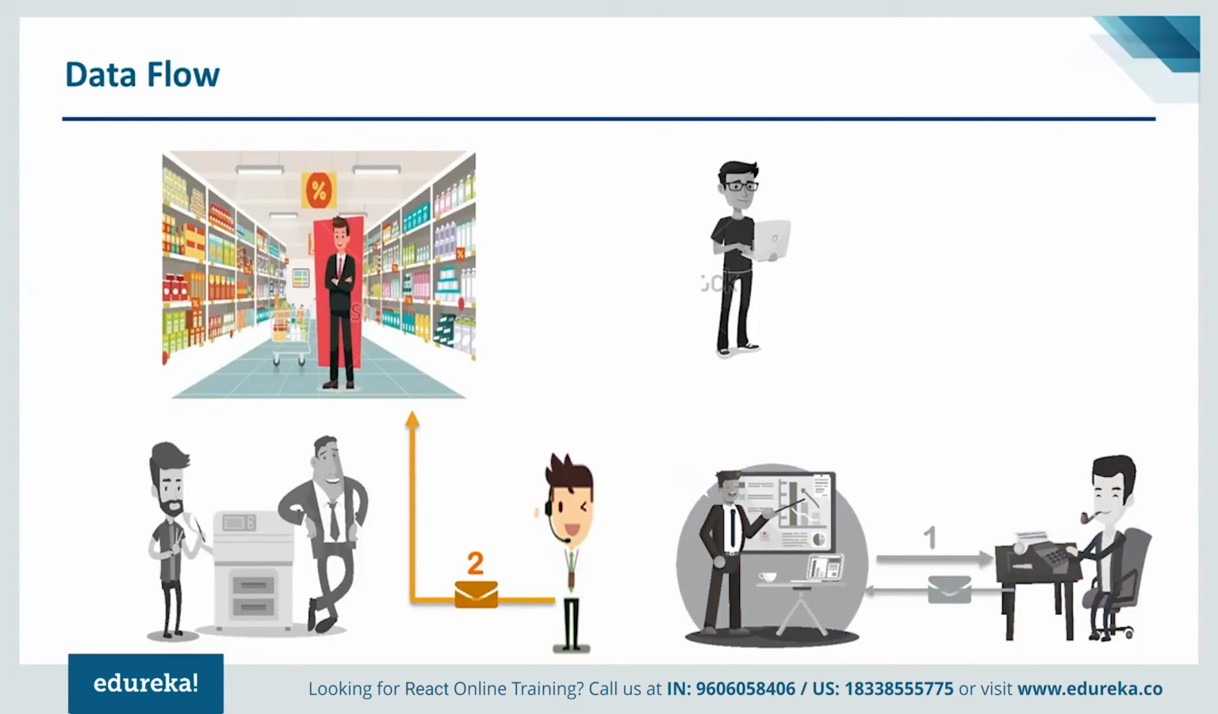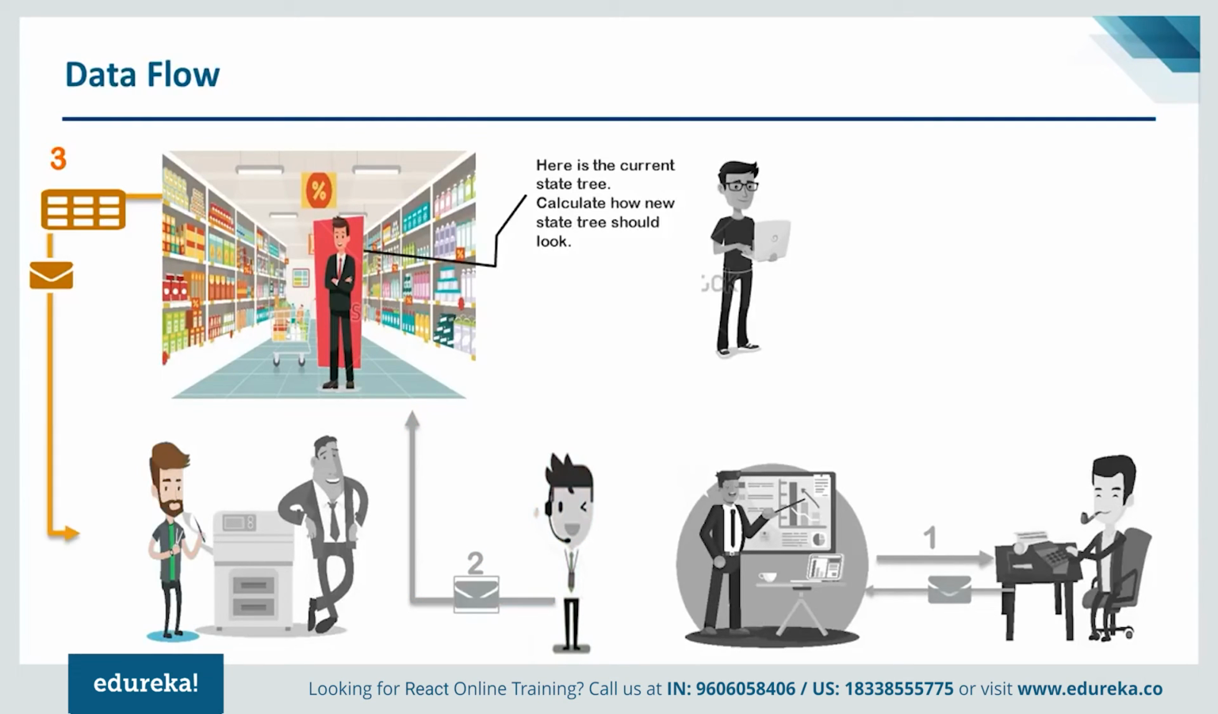Now the second step, the store will be informed since the action has been triggered. As I mentioned, the store will always take its input from the action. So the second step is the store will be called. Now what will the store do? The store will have the current state tree.